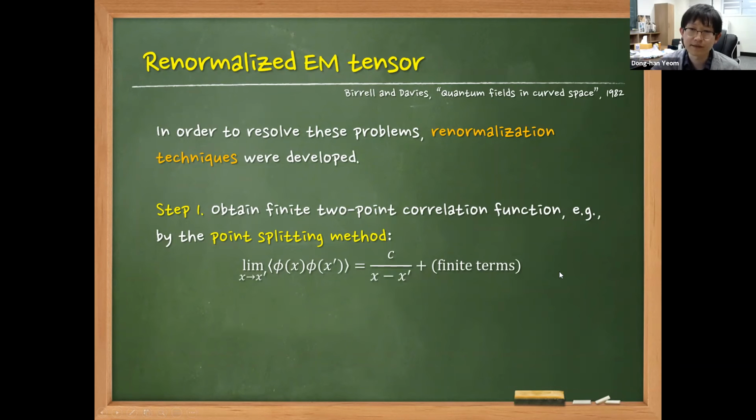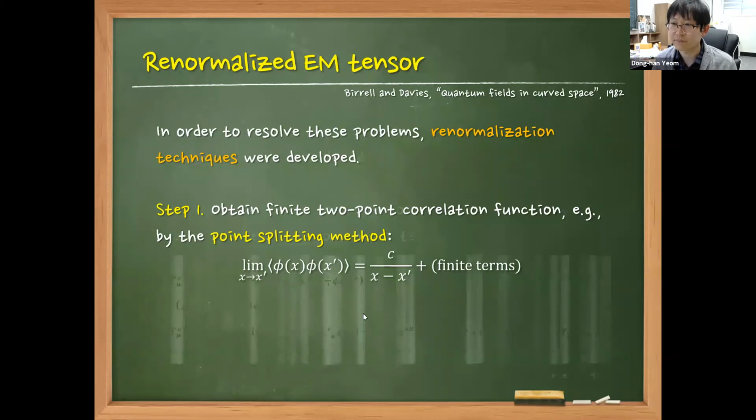Of course, in mathematical details, it's very complicated. So if you are more interested, then please see these references. It's quite complicated, but the intuitive step is that you introduce the point splitting method and separate the divergent part. And eventually you cut this one. Then you can renormalize the two-point correlation function.